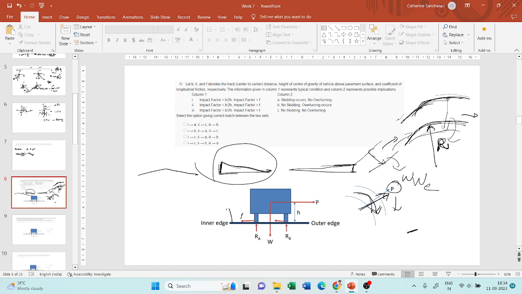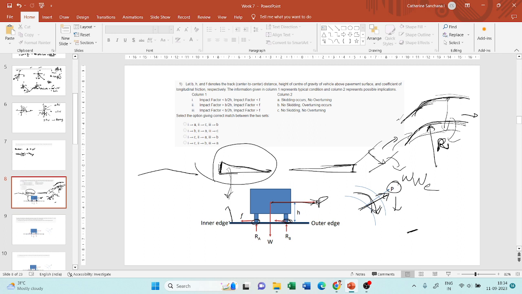This figure is without any super elevation, so it is a flat surface. And if you see this figure, if this vehicle is pulled outside using a force P, it offers a resistance to it, which is taken care of by the friction between the wheel and the pavement.